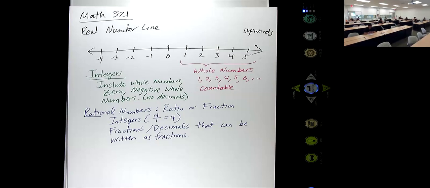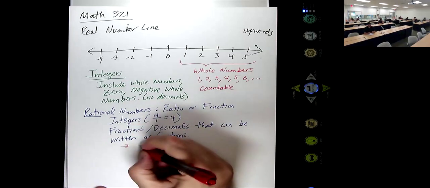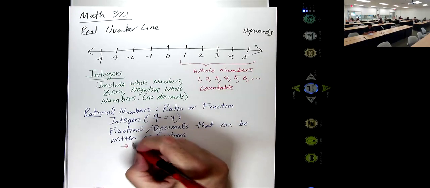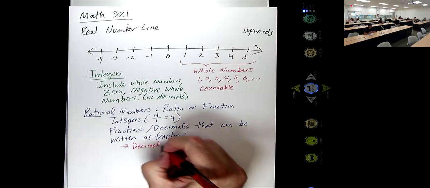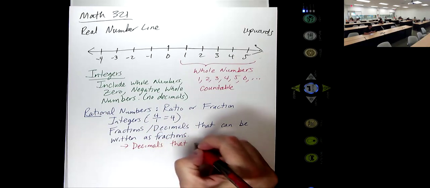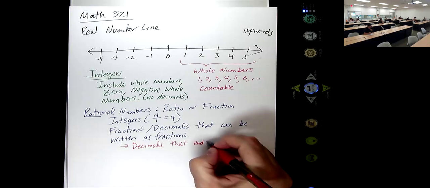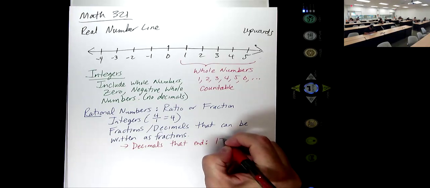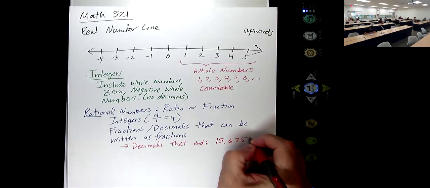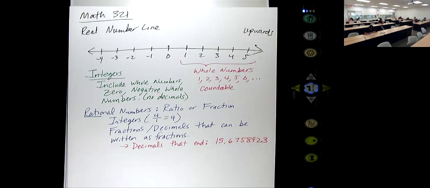Right, so in this category are the decimals that you can write as fractions, decimals that end. Like, I don't know, 15.675892.3. It can be a long decimal, but as long as it doesn't keep going, it ends. We can write that as a fraction.